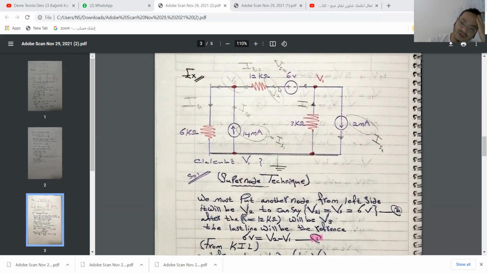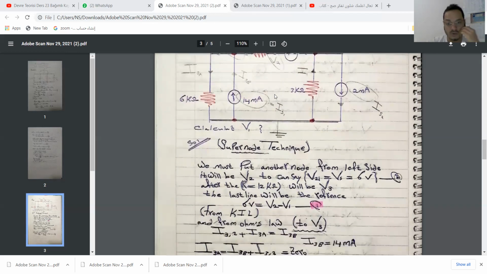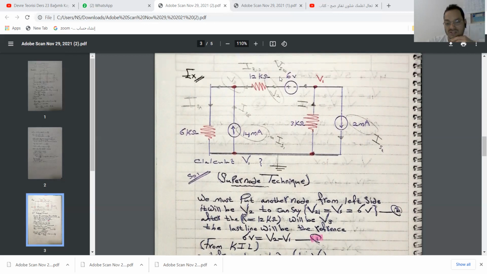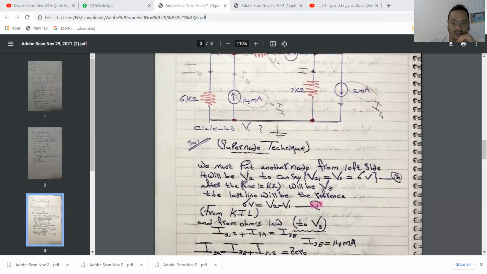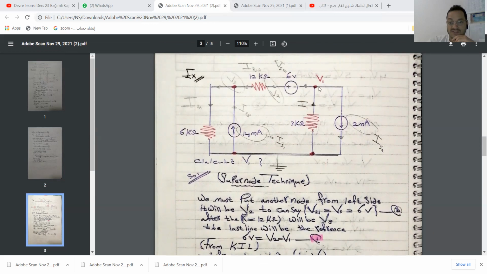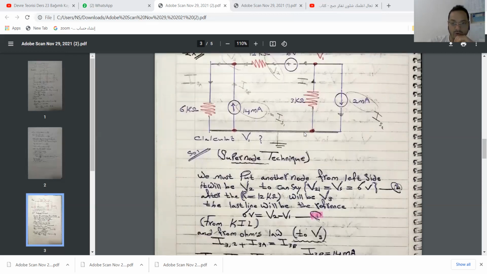When we know the first unknown, we can calculate the second unknown from this equation. Here it will be V2 minus V1 equals VS equals 6 volts, like I said before. After that, the resistance equal to 12 kilo ohm will be here, at V2. The last line will be the reference, like I said before. All the voltage drop here equals 0. For example, V1 minus the reference, divided by 3 kilo ohm, equals I1. That means I1 equals V1 over 3 kilo ohm.